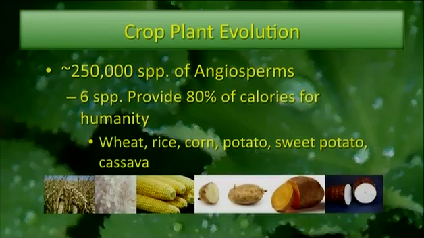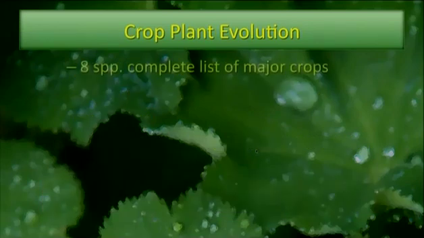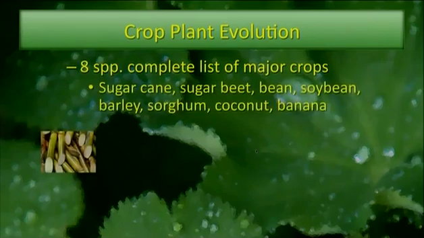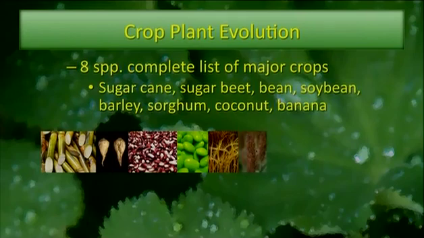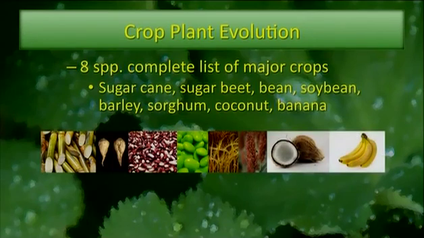So these 6 crops provide 80% of the calories for all of humanity. The three big grains are wheat, rice, and corn, and then root crops. Potato is a stem, but sweet potato and cassava are root crops. Then 8 other species complete the list of major crops: sugar cane, sugar beet, bean, soybean, barley, sorghum, coconut, and banana.